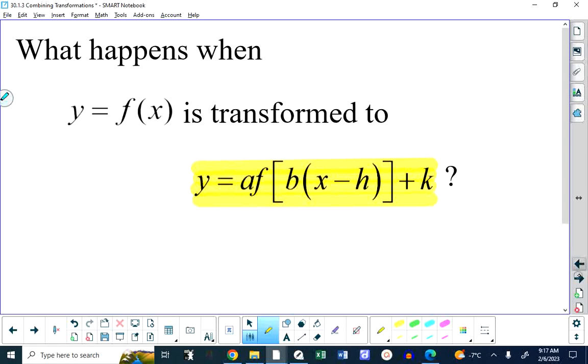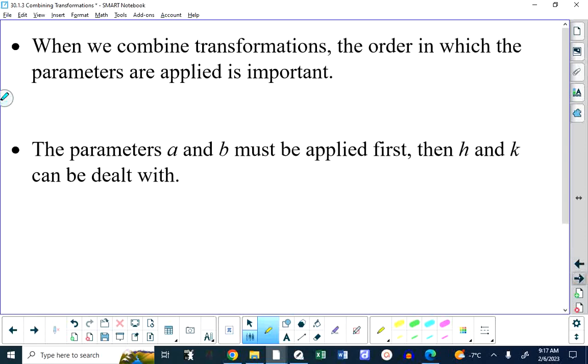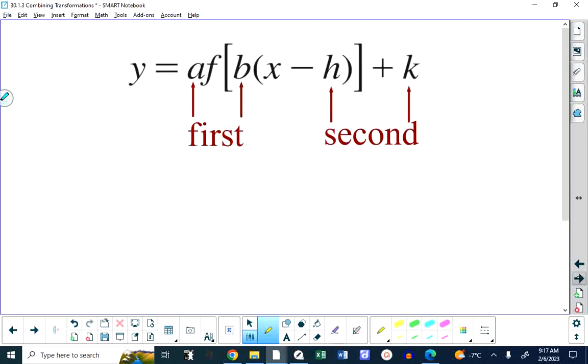I want to make sure that you understand something here, and as we get into examples, it will become obvious why this is the case for many of you. All I'm saying is you have to do a and b first. I'm not saying you have to do a before b. I'm not saying you have to do b before a. I'm saying the effects of a and b happen before any effects with h and k.